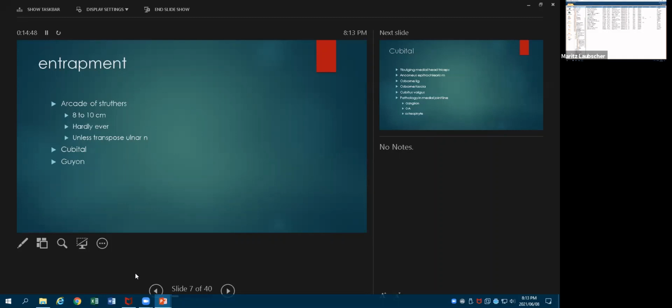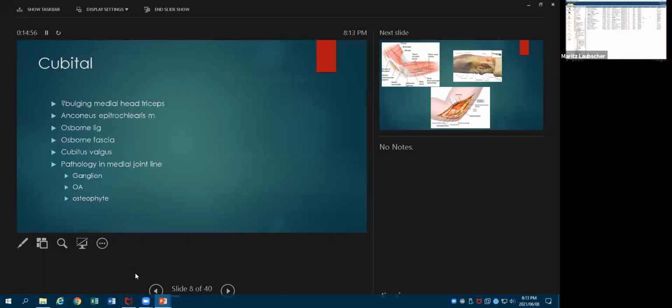Okay. And then you've also got cubital tunnel and Guyon's canal. Those are the three entrapment sites. Okay. Cubital tunnel, confusing subject. I've got another presentation on cubital tunnel. So I'll just run through this now.